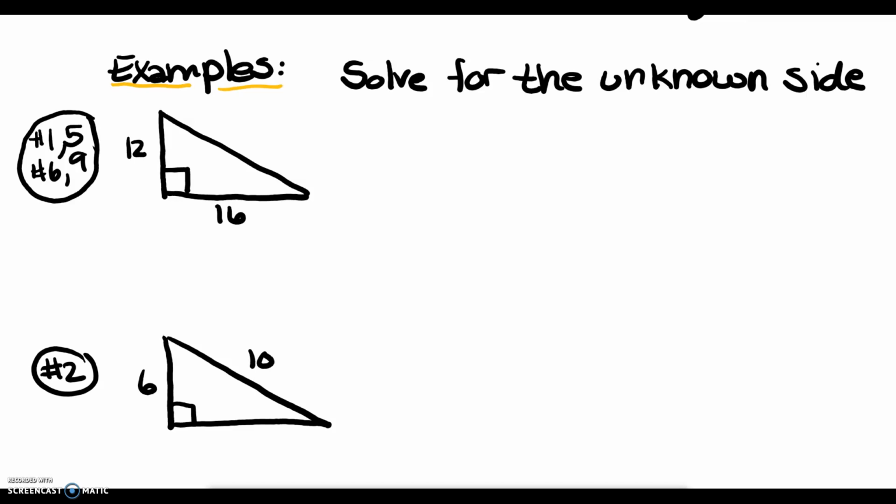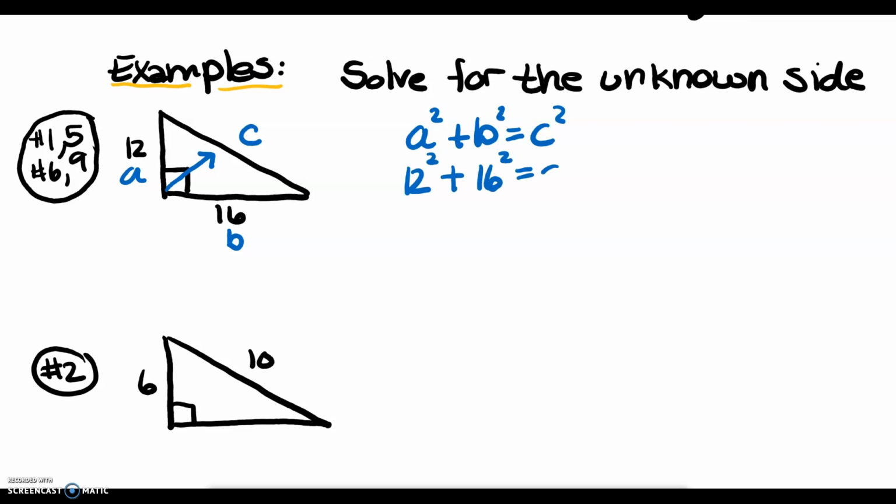So here we go. Step number 1, identify the hypotenuse. So I draw my arrow, that's my hypotenuse, and label it C. So my hypotenuse is my unknown side. The other 2 sides I'm going to label A and B in any order. So A is 12 and B is 16. And now step number 3, I'm going to set up my Pythagorean equation. A squared plus b squared equals c squared. I know A is 12. 12 squared plus 16 squared equals c squared.